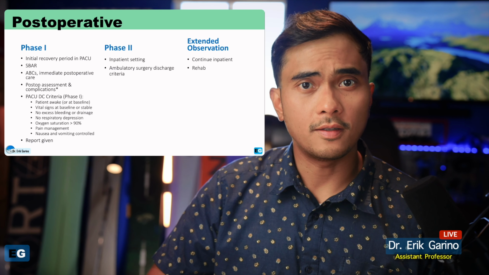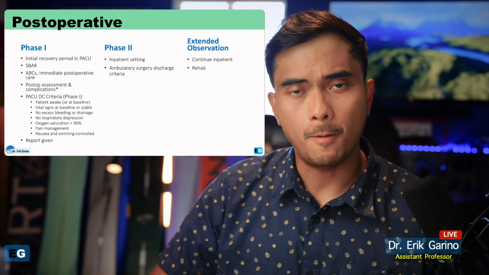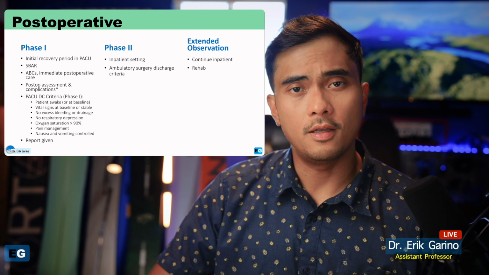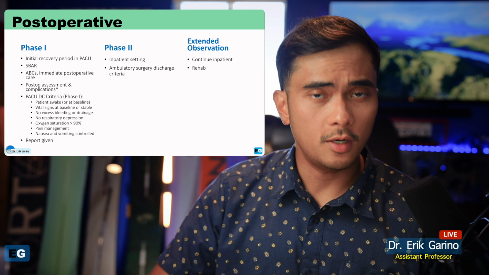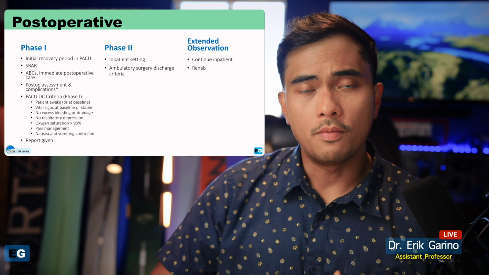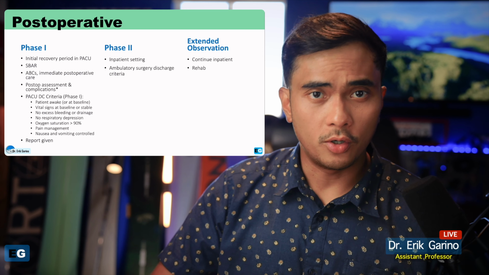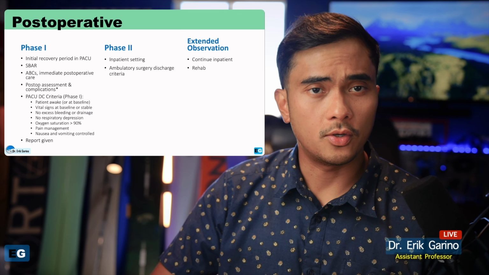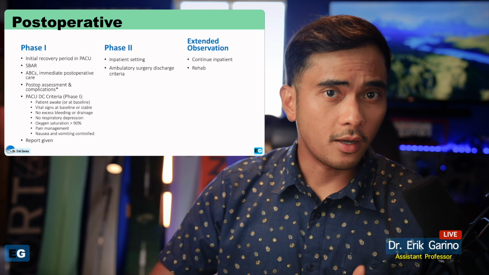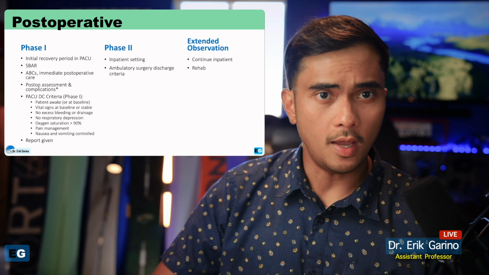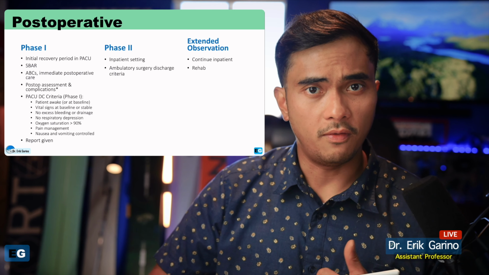The last phase is the post operative care. After the surgical procedure, the patient's recovery is handled in the post anesthesia care unit, also known as PACU. The primary goal of nursing care in PACU is to monitor the patients for complications from anesthesia and surgical procedures. And the PACU is divided into three phases: phase one, phase two, and the extended observation.